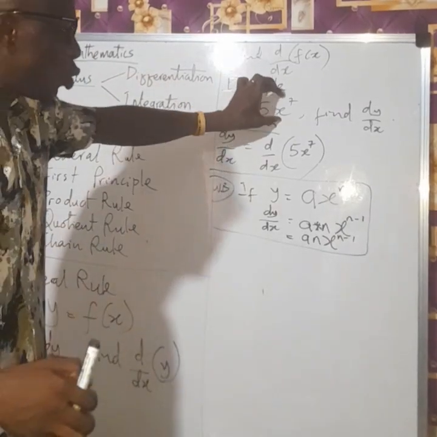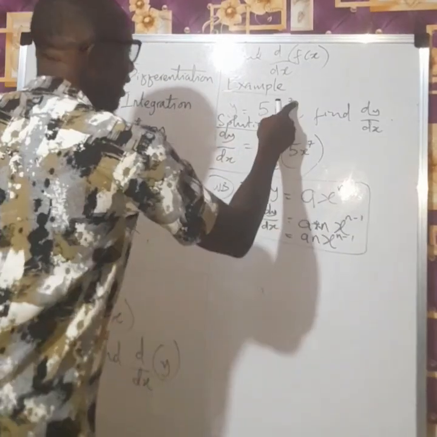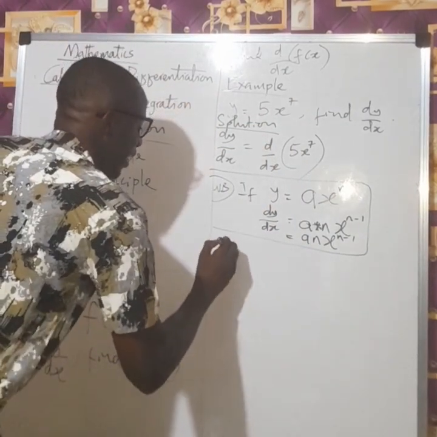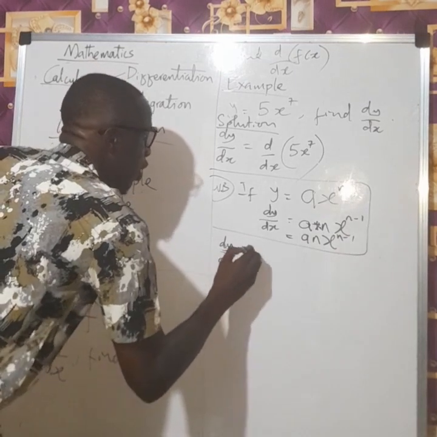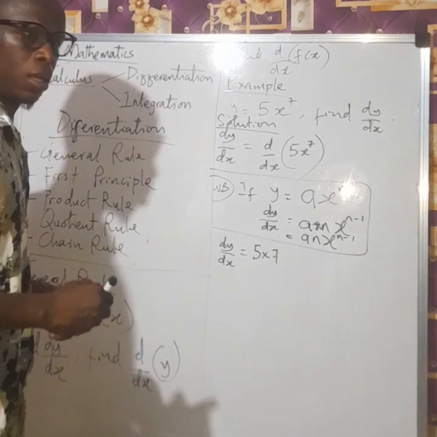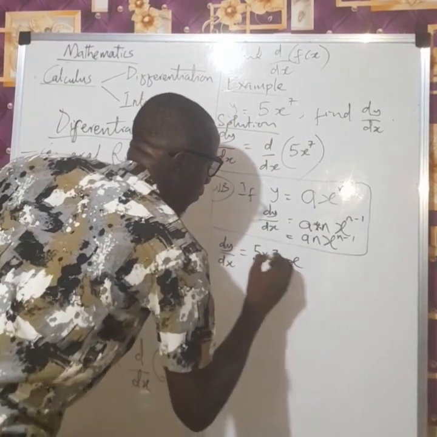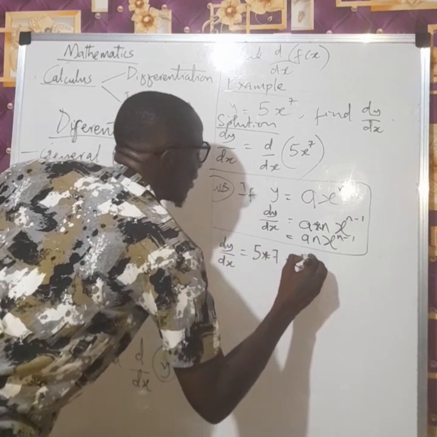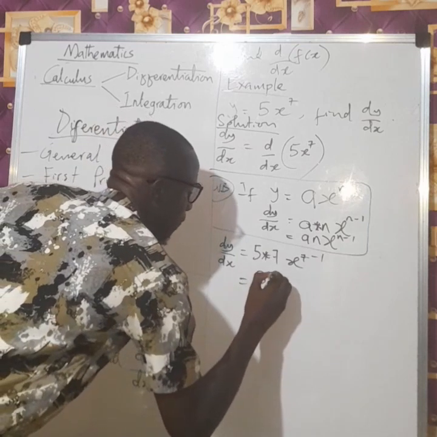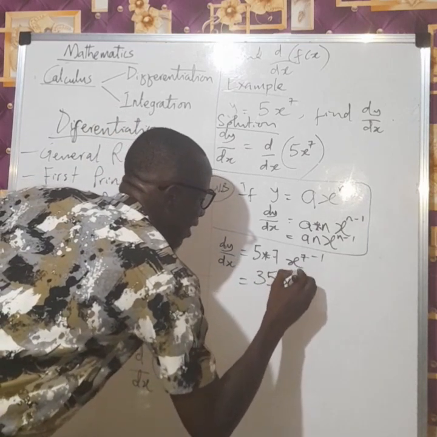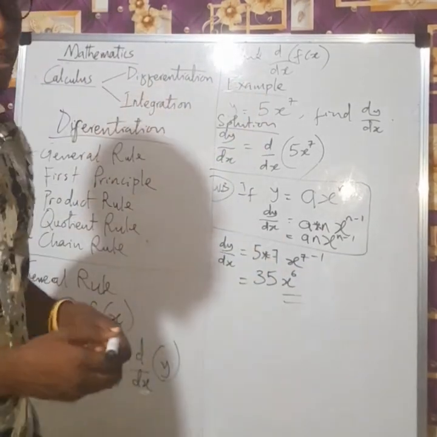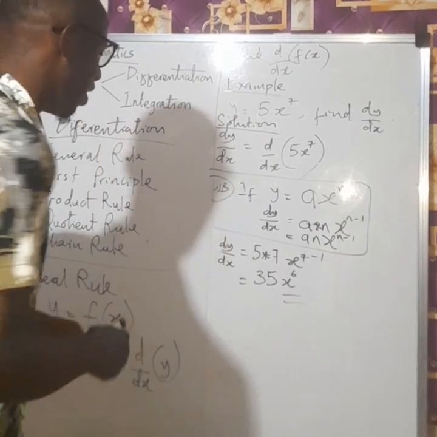Now, coming back to this question, you follow the same principle. This times this gives you dy dx equals 5 times 7, then x raised to the power 7 minus 1. So 5 times 7 is 35 x raised to the power 6. That 35x raised to the power 6 is the answer to this question.